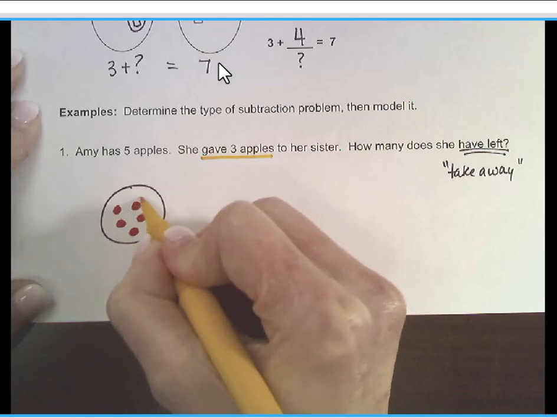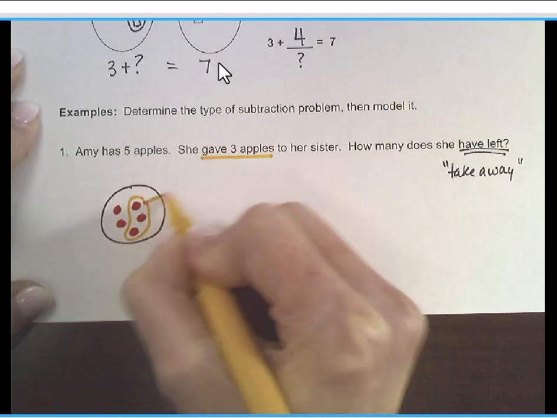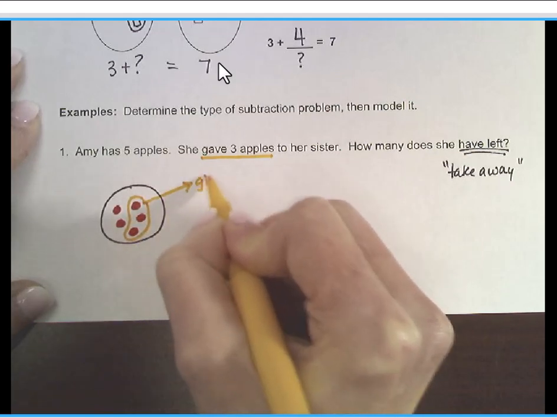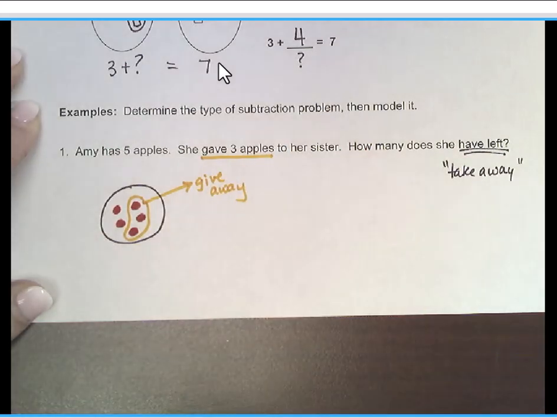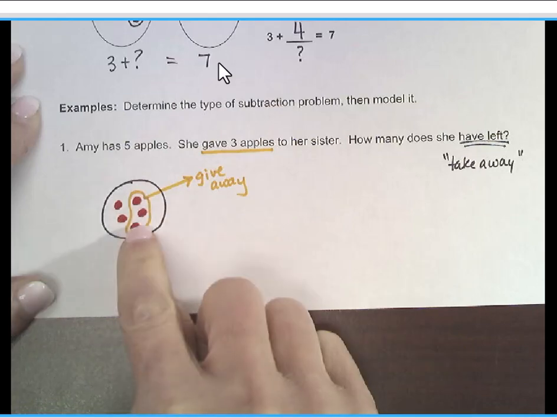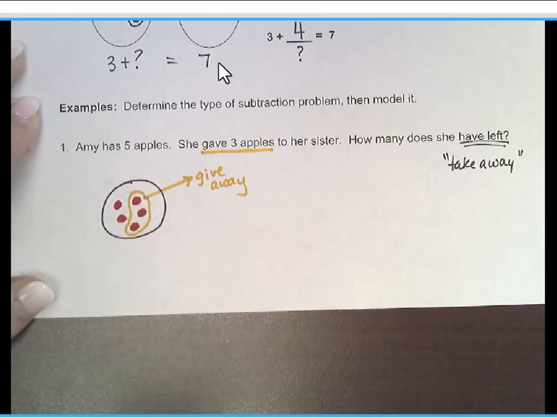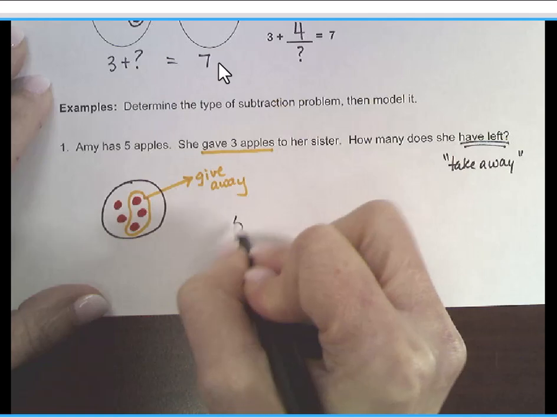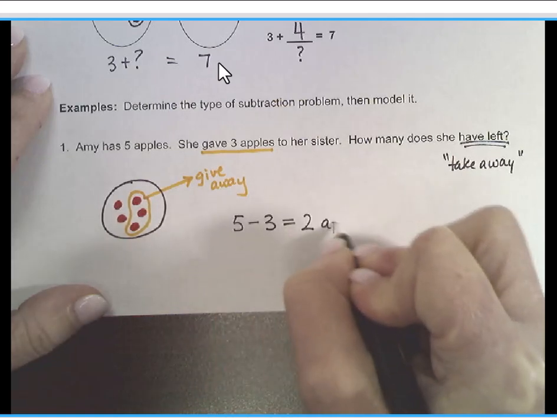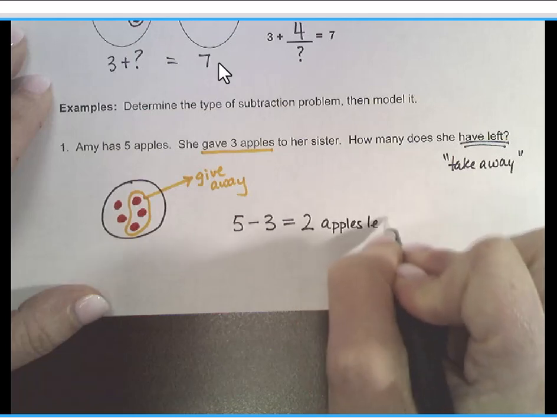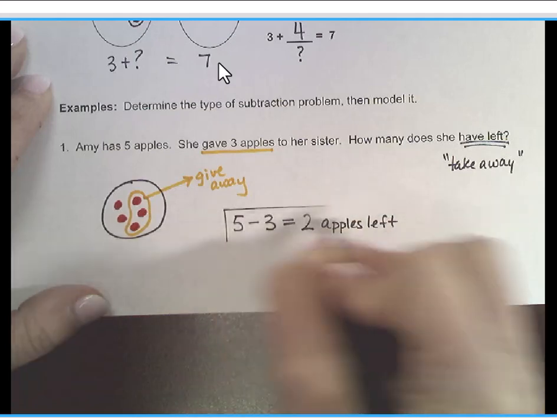So we're going to take 3, and I'll say give away, or those are taken away. So this is just a really visual way to do this. If you take those 3 away, how many are left? There's 2 apples left. So 5 minus 3 is equal to 2 apples left. And basically we just answered the question.